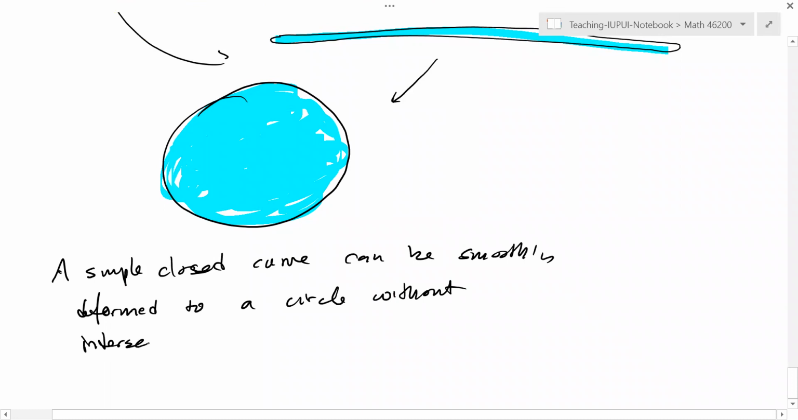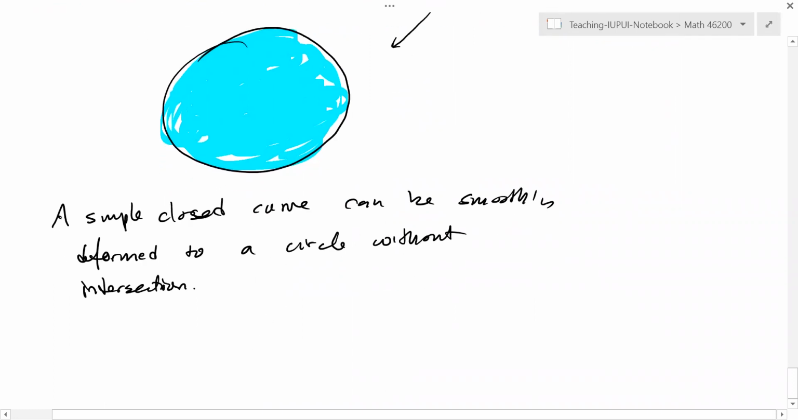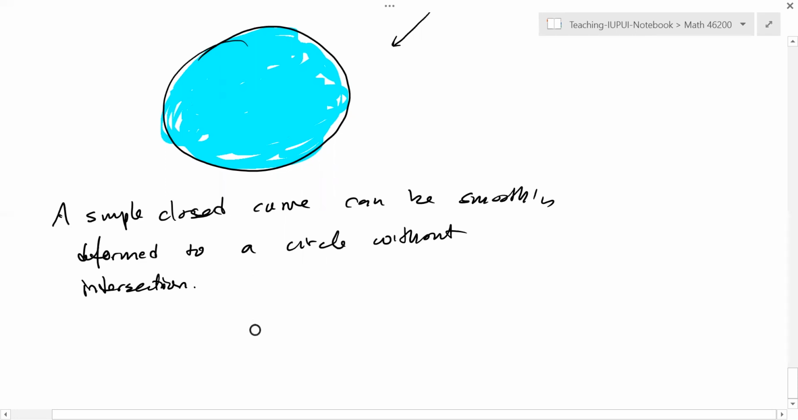During this procedure, but there's some curves you can also do that without, yeah, without intersection. Okay, so that's it.